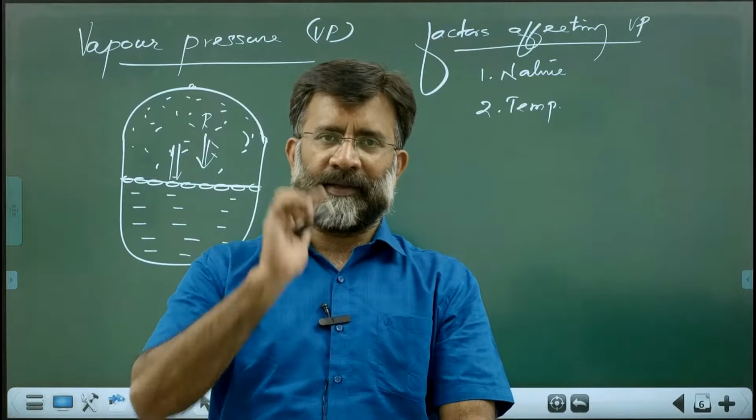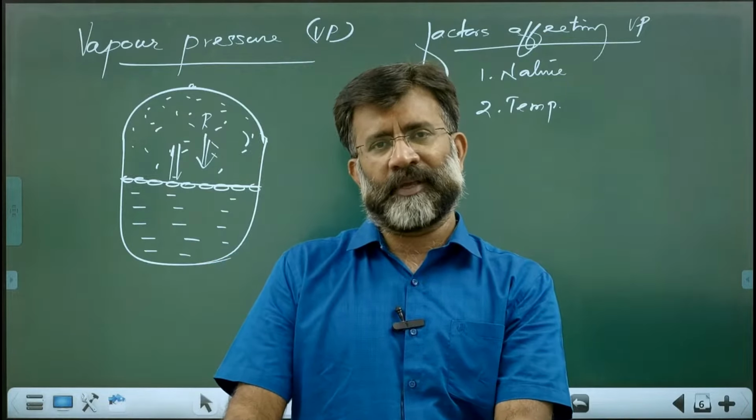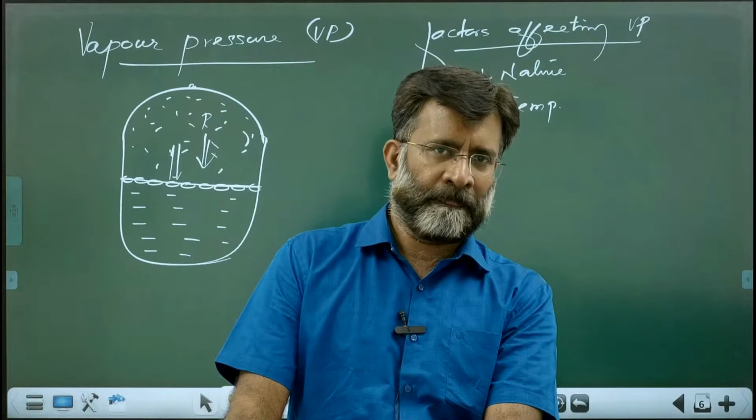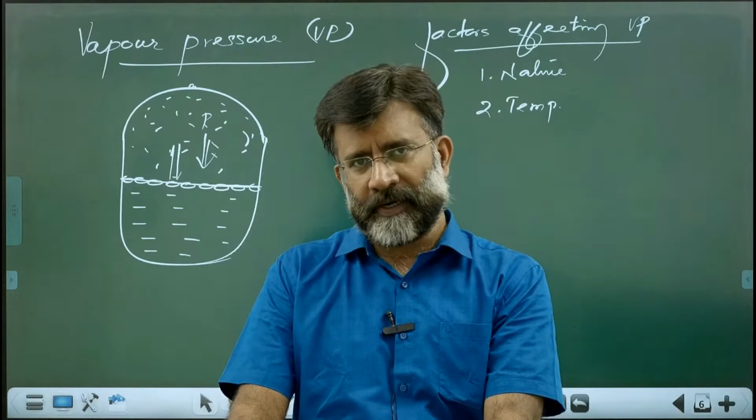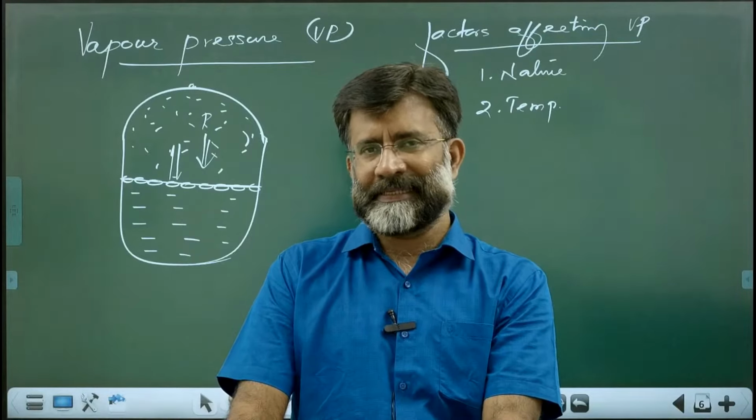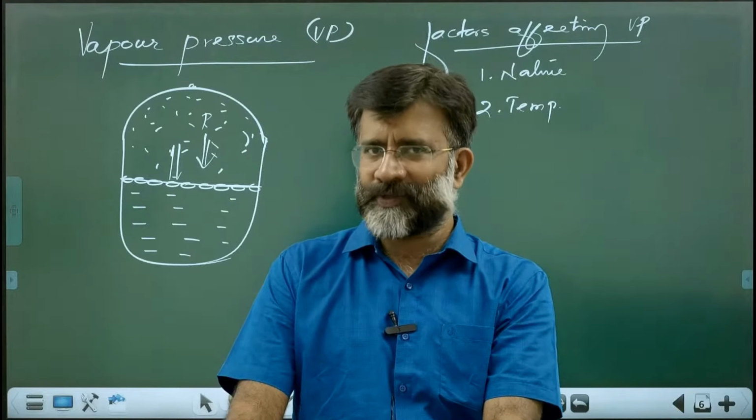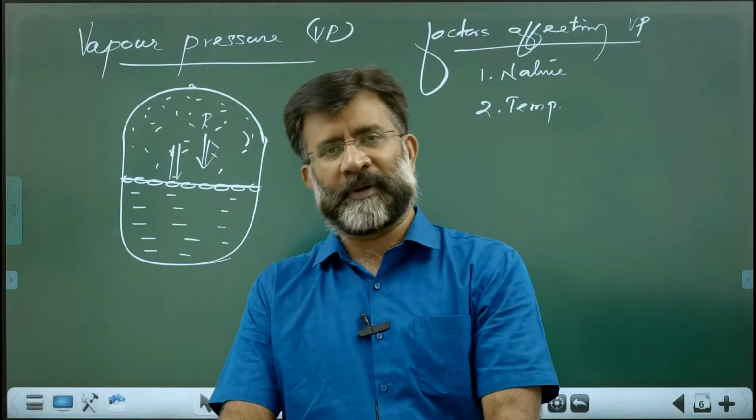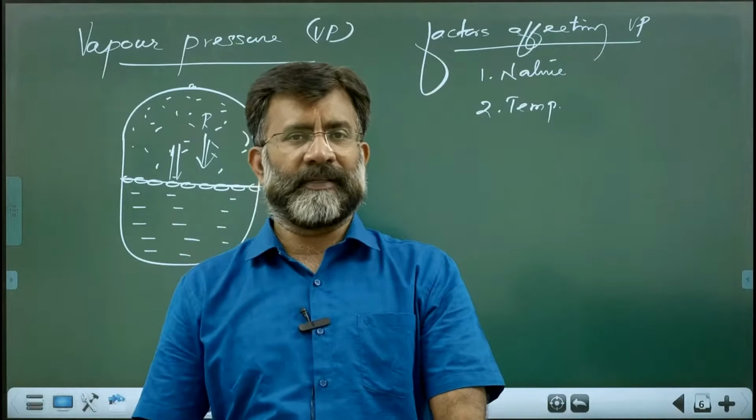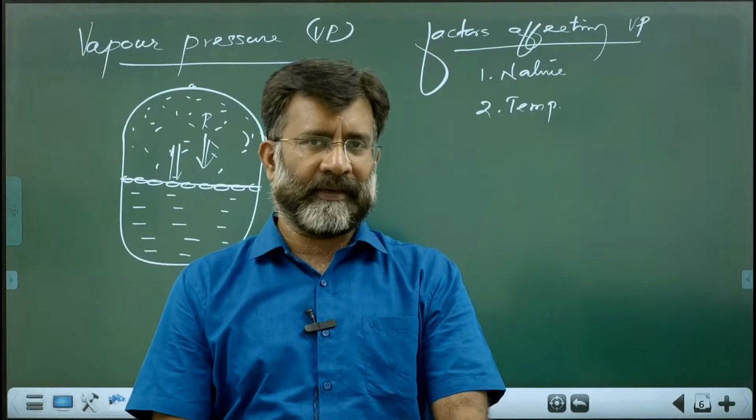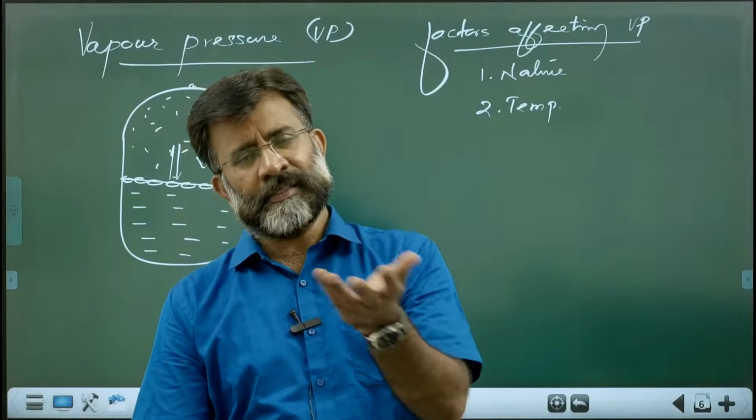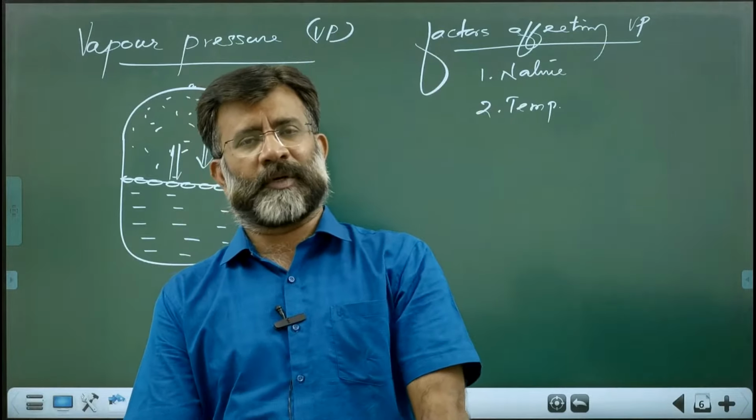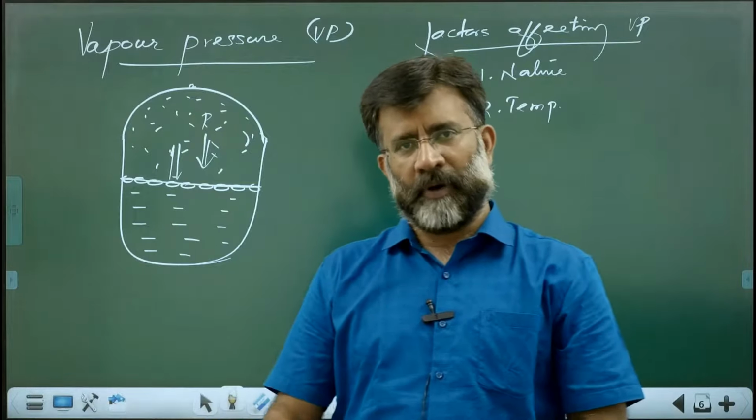At 100 degrees Celsius, the vapor pressure of water becomes equal to the external pressure and it starts boiling. So each and every liquid, the boiling point is decided by its volatile nature, and it is decided by the vapor pressure. Vapor pressure is decided by the nature of the material, and as the temperature increases, vapor pressure increases. Once the vapor pressure becomes equal to the external pressure, the liquid starts boiling.